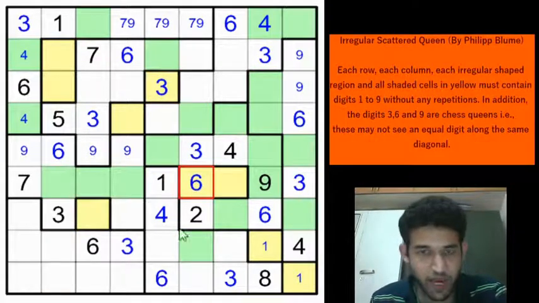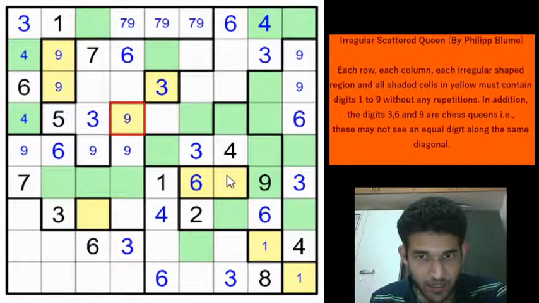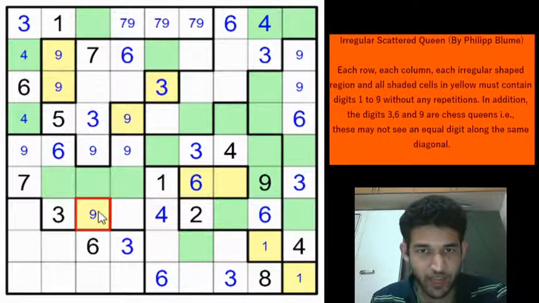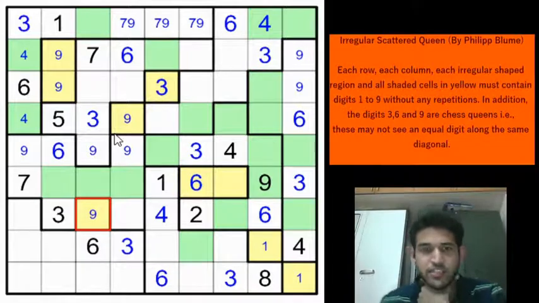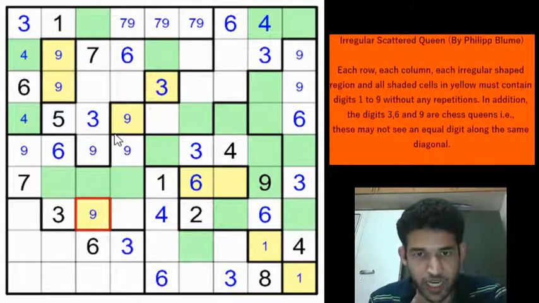Let's just mark the locations where 9 can be in the yellow cells. 9 can be in these 2 cells, 9 can be in this cell, can't be here. So 1, 2, 3, 4 cells have been located. So 9 can be here and 9 can't be in any of these 3 cells, right? So we have 4 locations for the 9. So we'll see if we can eliminate any location. I'm sure I will be able to eliminate some positions of 9.